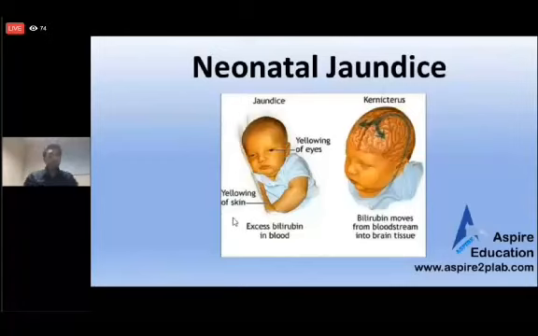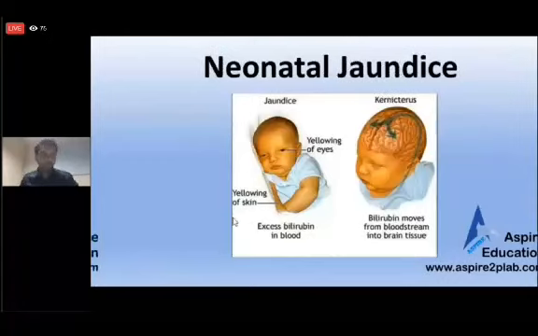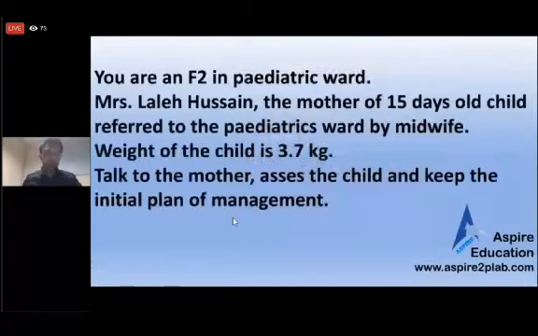Let's go with the task. So you are an F2 in the pediatric ward. This is Laleh Hussain, the mother of a 15 days old child, referred to the pediatrics ward by the midwife. The weight of the child is 3.7 kgs. Take a history from the mother and the child, and come up with an initial plan of management.